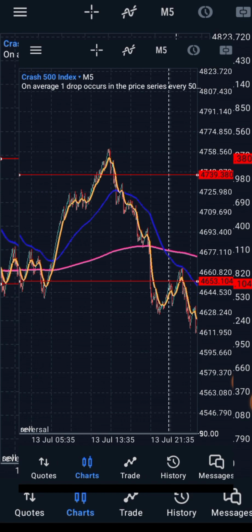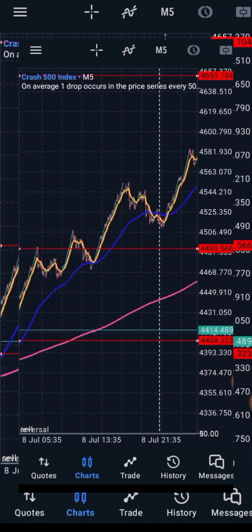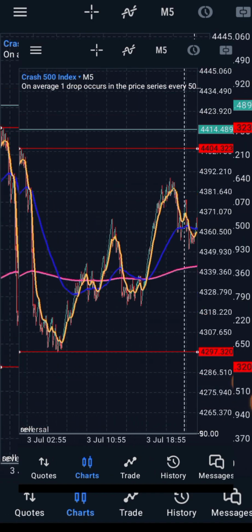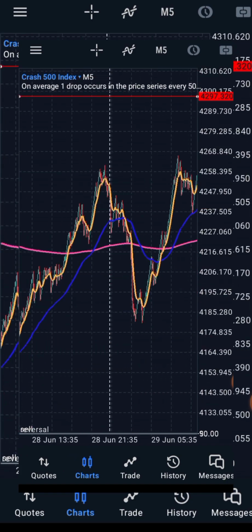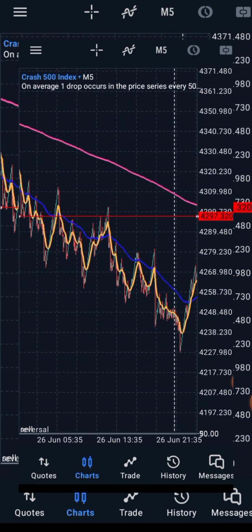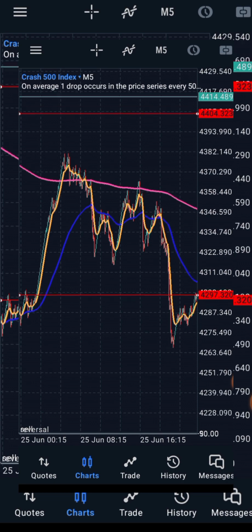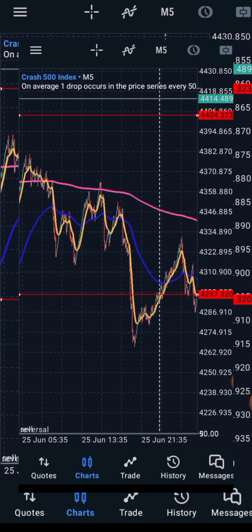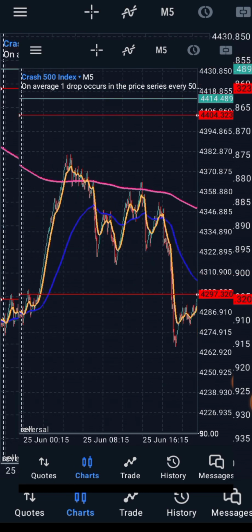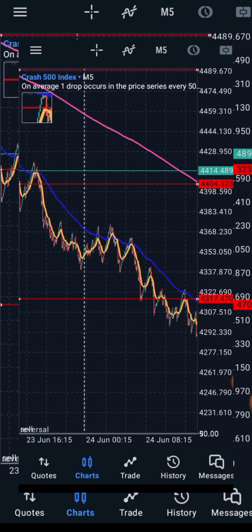So that is how I use the EMA and the price action. It's not that difficult. You just have to understand that the market won't give you an entry every time. You have to be patient to wait for your entry, which is this one here. The same thing happened here.